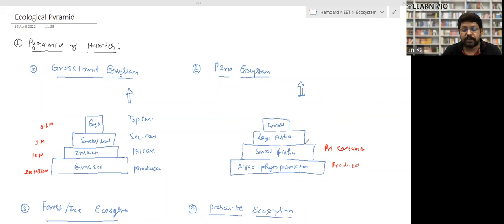Then these small fishes will be eaten by larger fishes. Their number will be even less. They will be secondary consumers. Right, now the top consumer will be the tertiary consumer, which is the crocodile, right? So now again the pyramid is upright because at every trophic level the number of organisms is reducing. Please make these two.